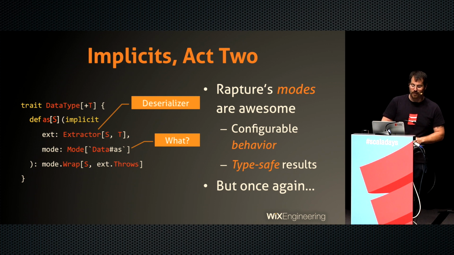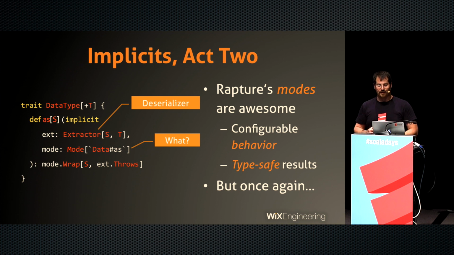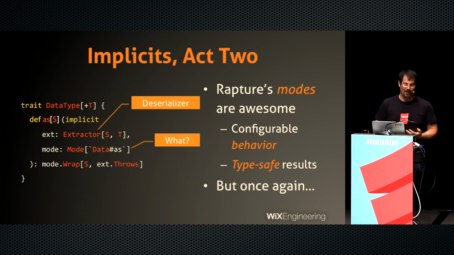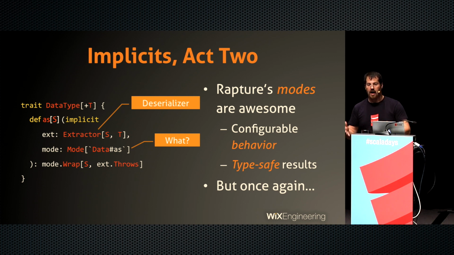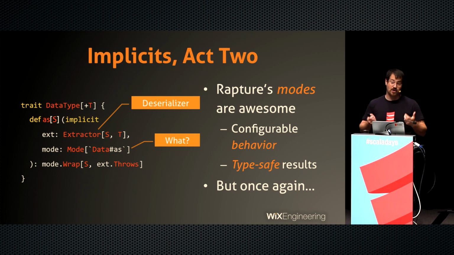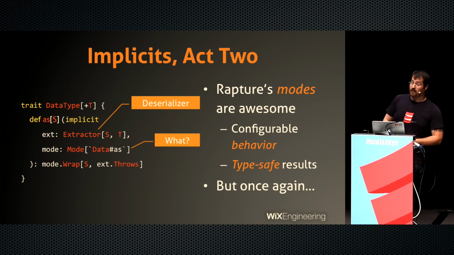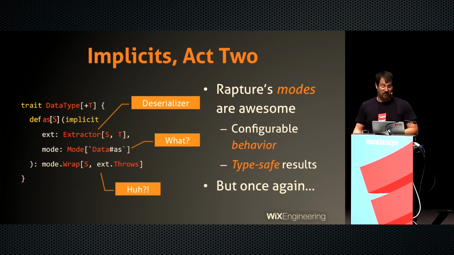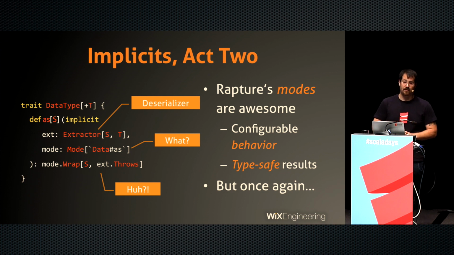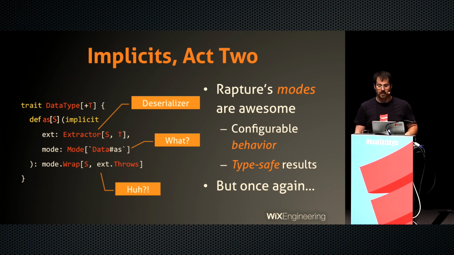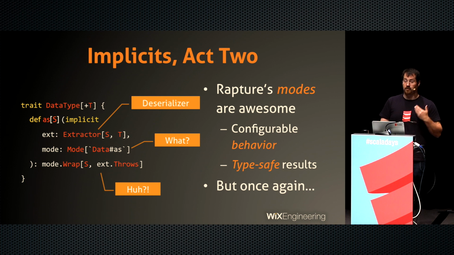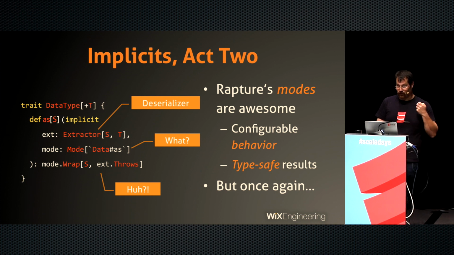That is fundamentally what modes are about. But there's also this really weird type parameter where, if you're not a language aficionado and you don't deep dive into how Rapture is structured and what kind of Scala features it leverages to provide this API, you're going to be very confused. And also there's this ext.throws thing where, once again, if you're not very experienced in the Scala ecosystem and in designing libraries, this just looks incredibly confusing. So this is a problem for people coming in and just trying to get their work done.